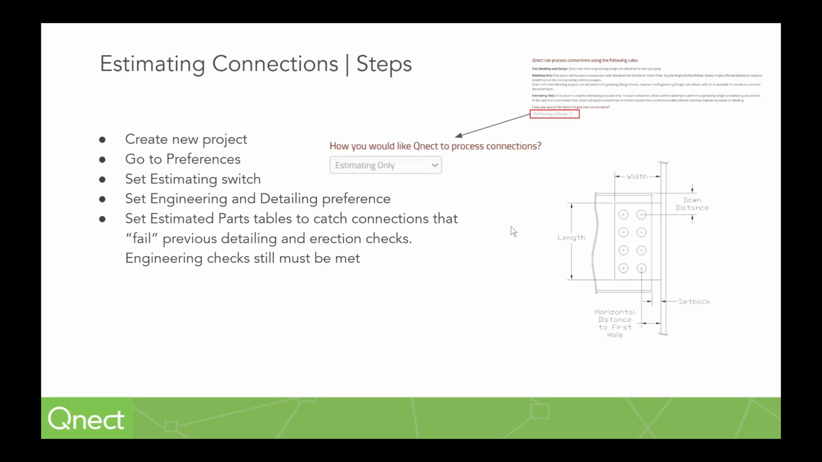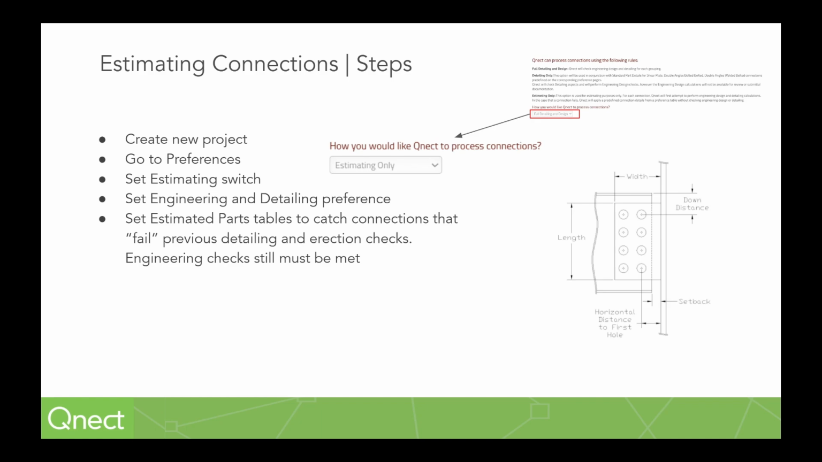So the idea of estimating only projects is that Qnect does multiple checks to your connections, like detailing issues and erection issues. So if the connection fails in any of those issues, Qnect will not design the connections. But for the estimating purpose, you may need just to have the connections there so you can do your estimating. So you want as many connections to be inserted as possible so you do accurate estimating.